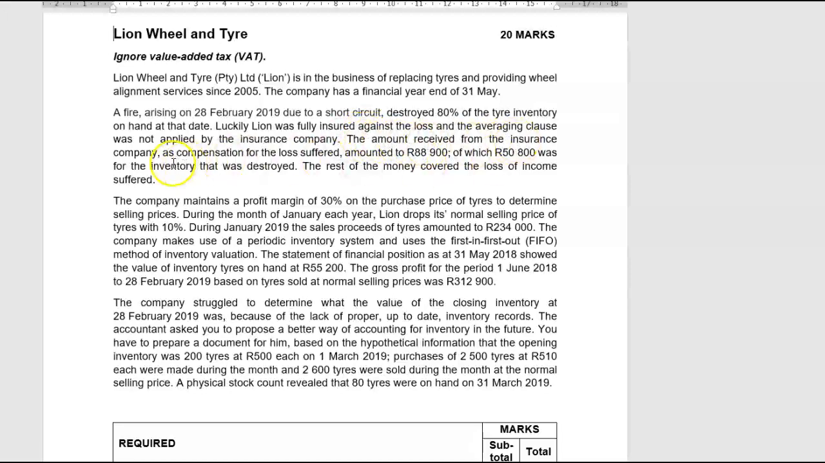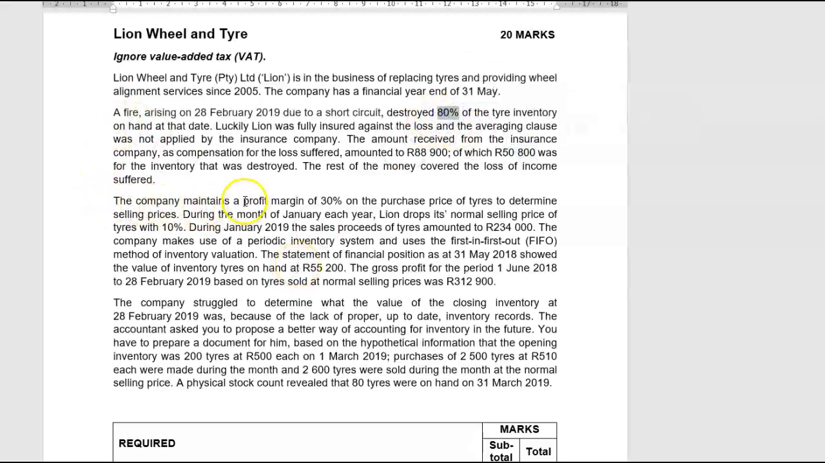The amount received from the insurance company as compensation for the loss suffered amounted to 88,900, of which 50,800 was for the inventory that was destroyed. The rest of the money covered the loss of income suffered. So if 50,800 Rand was for the inventory that was destroyed, and 80% of the inventory was destroyed, I can now work out the theoretical value of inventory on hand at the date of the fire by taking the 50,800 divided by the 80%. Because no averaging, they covered the full loss.